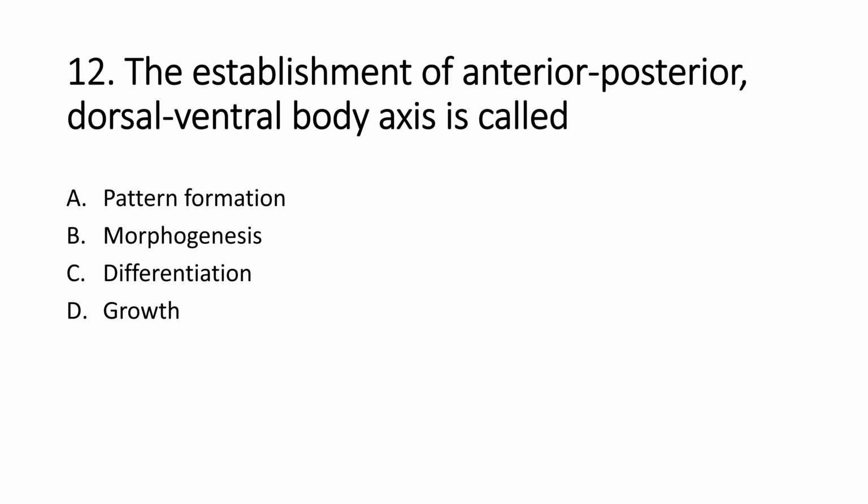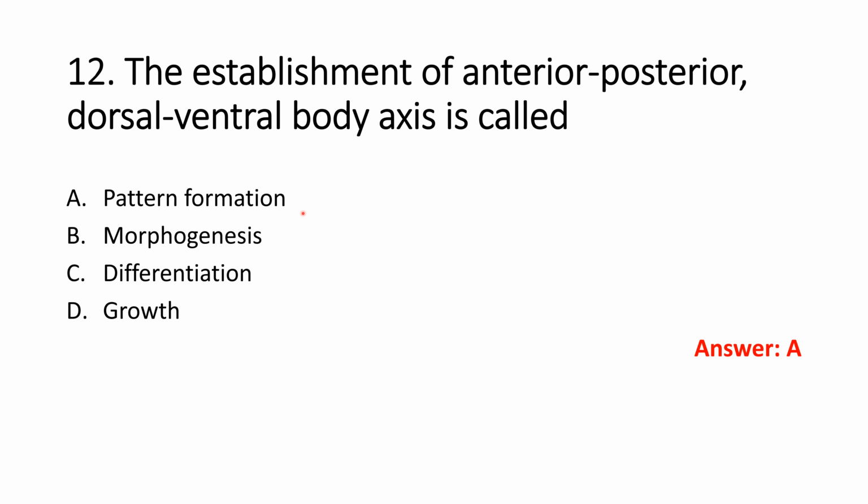Then, the establishment of anterior, posterior, dorsal, ventral body axis is called as. So, what is the formation of dorsal, ventral axis formation? So, what is the option here? Option A is pattern formation, option B morphogenesis, option C differentiation, option D growth. So option A is the correct answer, that is pattern formation.